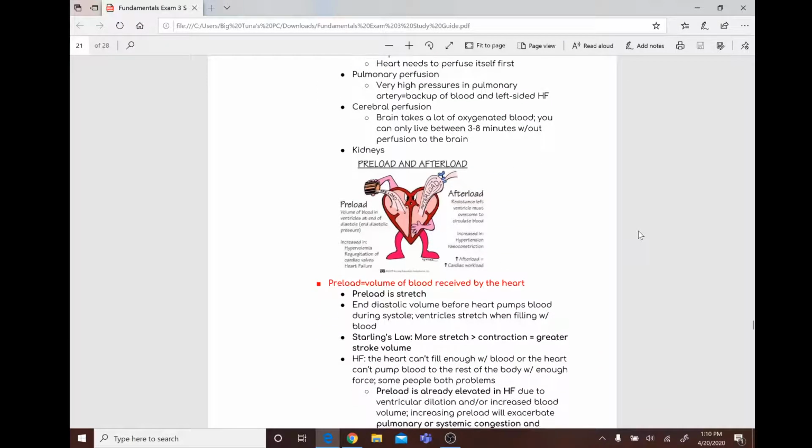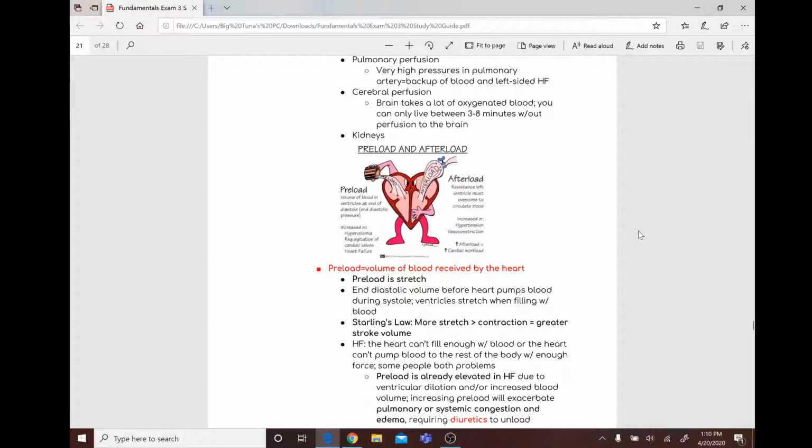So what things increase preload? Hypervolemia, regurgitation of cardiac valves, and heart failure. All right, what things increase afterload? Hypertension, vasoconstriction. So if you increase afterload, you increase cardiac workload. Preload means volume of blood in left ventricle at end of diastole, and afterload means resistance the left ventricle must overcome.